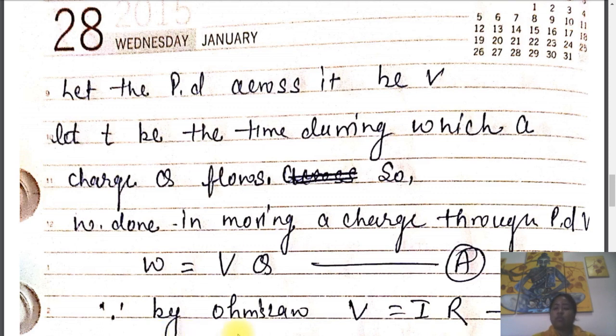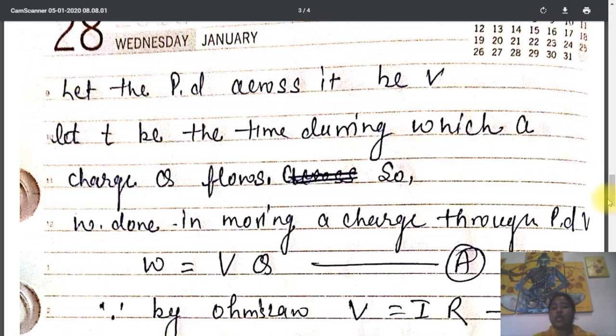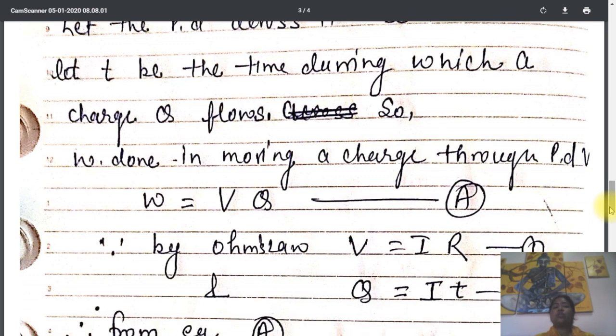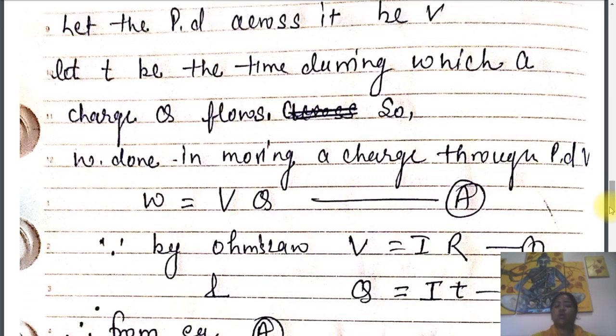By the formula of potential difference, as we all know, potential is always equal to W upon Q, that means work done per unit charge. When we simplify that formula in terms of work done, W equals V into Q. We already studied that formula in the very first lecture, so go through that lecture if you don't remember it.